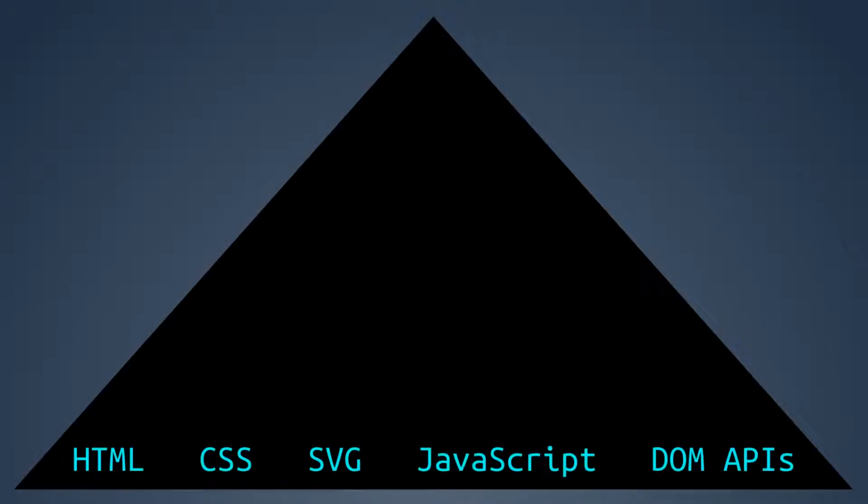Examples of low-level tools include HTML, CSS, SVG, JavaScript, and DOM APIs. You can create things with just these tools, but it's going to take a really long time. At a higher level than this comes D3. D3 lets you move faster and is quite powerful, but it's still a lot lower level than some of the other tools out there, such as Vega.